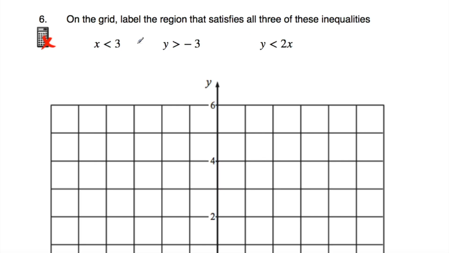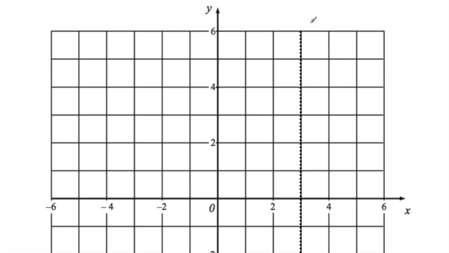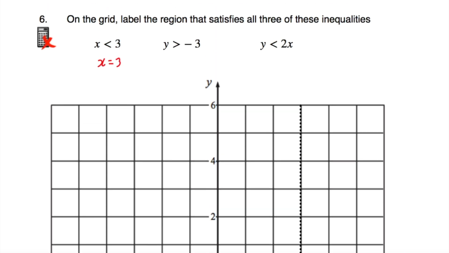So x is less than 3, but we're going to draw the graph of x equals 3. So that's a vertical line that passes through 3 in the x-axis. So let's do that to begin with. And it's less than, so we're going to do a dashed line. Okay, so we've just drawn a vertical line that passes through 3 in the x-axis. So all of those points are on the line x equals 3. So that's the line x equals 3.